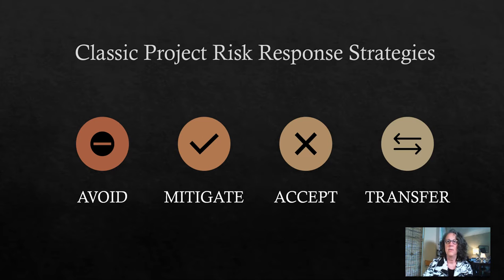And the transfer risk strategy. Risk transference requires a third-party relationship, and this is to shift the impact out so that the impact is outside of the project. It's shifting the responsibility to maybe a business partner or a supplier who has more control over the source of that risk.